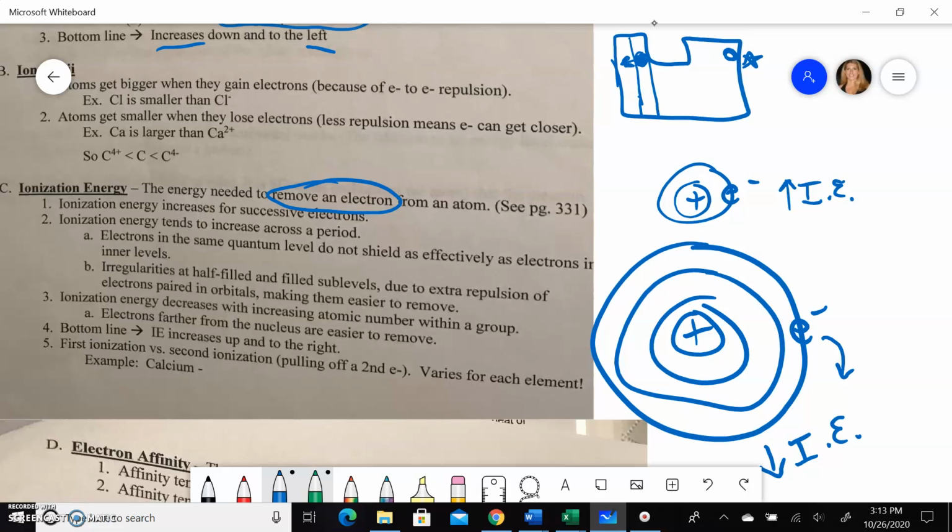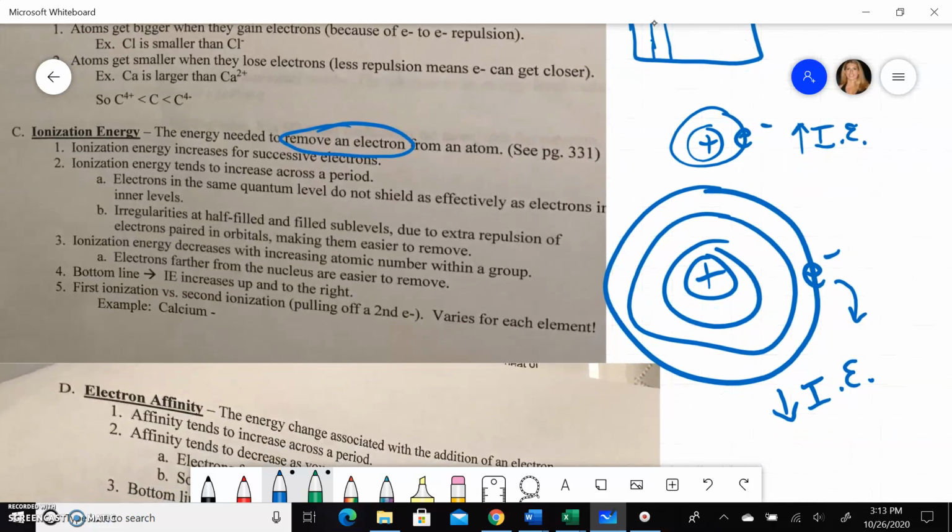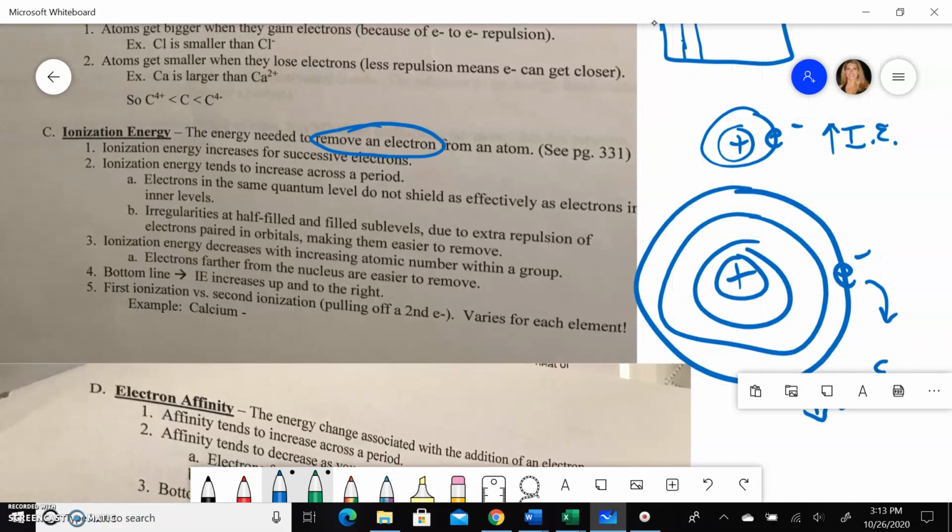In general, as you go left to right, you increase the protons, which is going to mean more ionization energy. You have to use more energy to remove it. And as you go from top to bottom, the atom gets bigger. You have more energy levels, so it's easier to pull them off. So in general, ionization energy is going to increase as you go up, and it increases to the right.